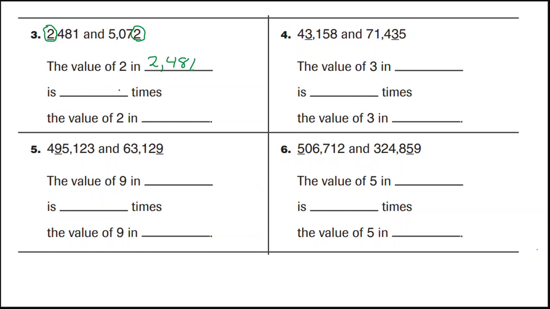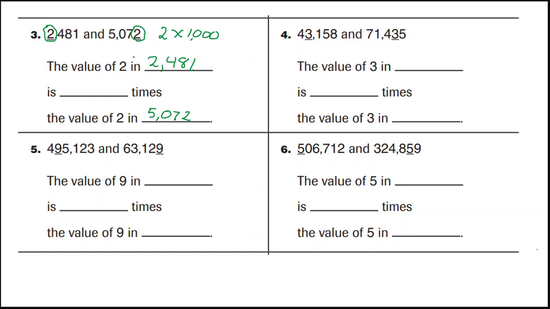2,481, is how many times greater than the value of the 2 in 5,072? Okay, well, this right here we said was worth 2. And to make it the same as this over here, we'd have to multiply it by how much? This is worth 2 times how much to equal this 2? Right, 2 times 1,000 would be 2,000, right? And so that would give us 2,000 right here.